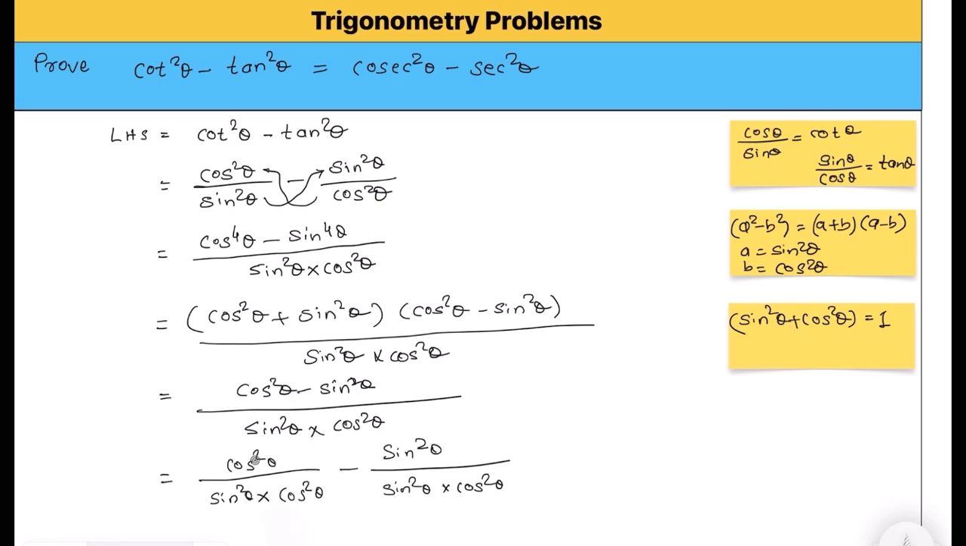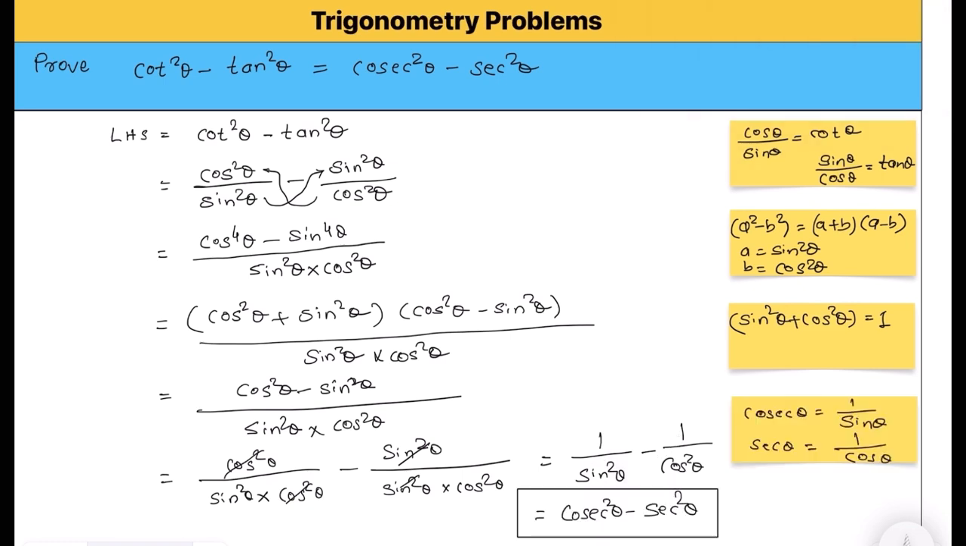Simplifying it, cos square theta upon sin square theta into cos square theta minus sin square theta upon sin square theta into cos square theta. Cos square theta gets cancelled out here, and sin square theta gets cancelled out here. So what remains is 1 upon sin square theta minus 1 upon cos square theta.